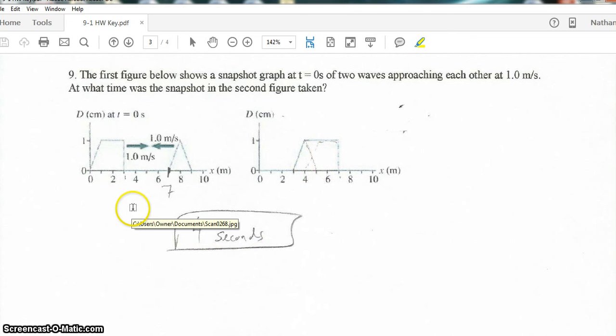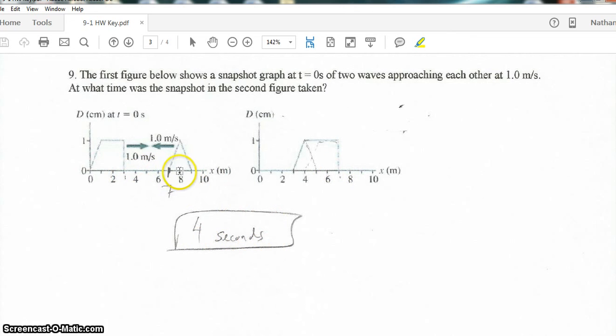But probably the easiest way to approach this problem is just to look at the leading edge of either of these shapes. Initially the leading edge of the trapezoid is at 3 meters. It's traveling 1 meter per second, and by the time we're over here, the leading edge of that trapezoid is now at 7. So if it started at 3 meters, going 1 meter per second, and is now at 7 meters, that tells me it took 4 seconds to travel that distance.